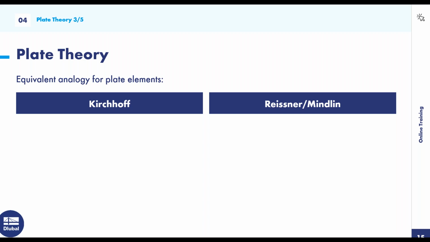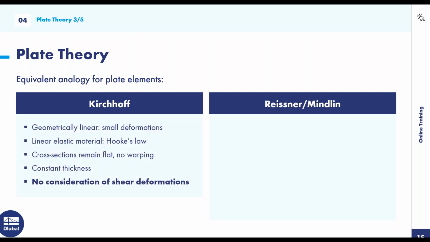The assumptions for the Kirchhoff theory are listed here. Basically, we're assuming small deformations and that they are linear deformations. Also, we're assuming that the material used is linear elastic, so using Hooke's law. We're also assuming that the cross sections remain flat with no warping, and that the plate has constant thickness. And then the major assumption is that there is no consideration of shear deformations.